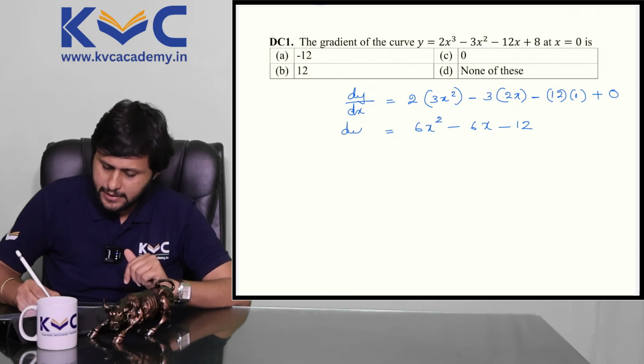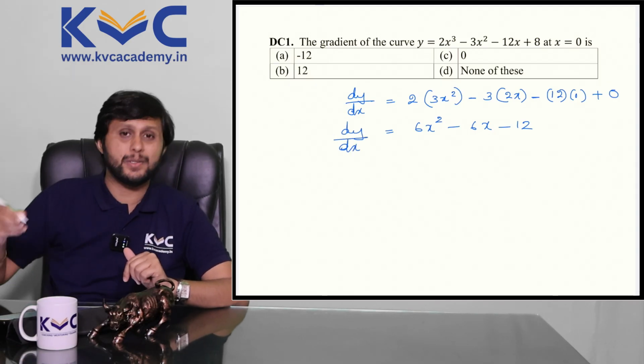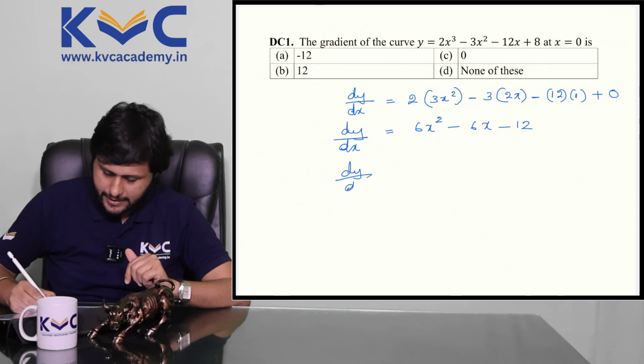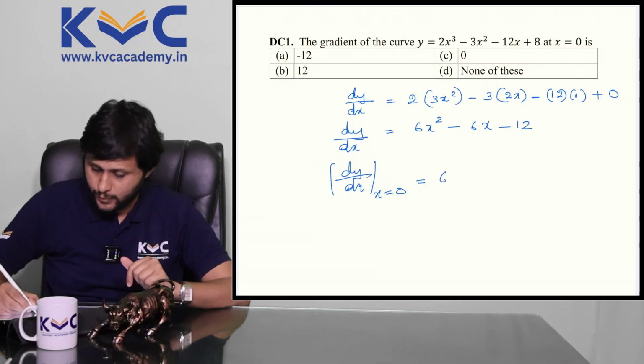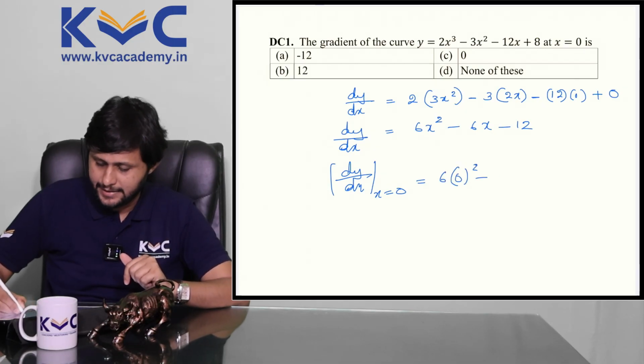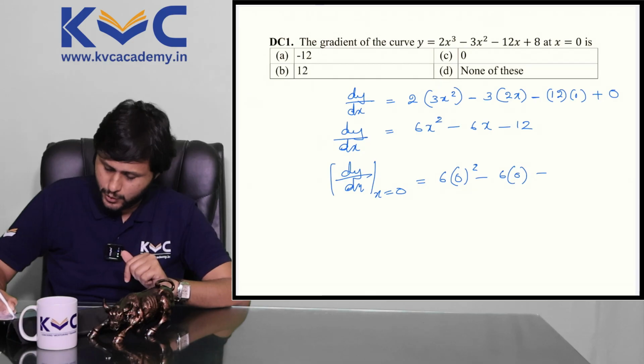Now this is dy by dx. We want at x equal to 0. So we write dy by dx at x equal to 0. Substituting x equal to 0, we get 6 into 0 square minus 6 into 0 minus 12.